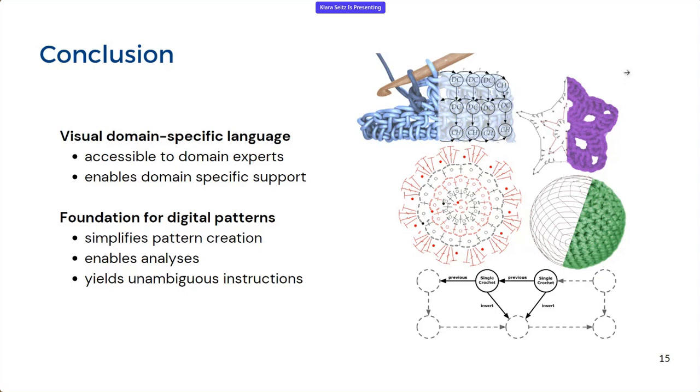But generally, we have built this foundation for digital patterns that we can now imagine to be used in a lot of contexts. So this could work if there were ever to be created a crochet machine. We can imagine that this pattern would be like the G code used for that machine.